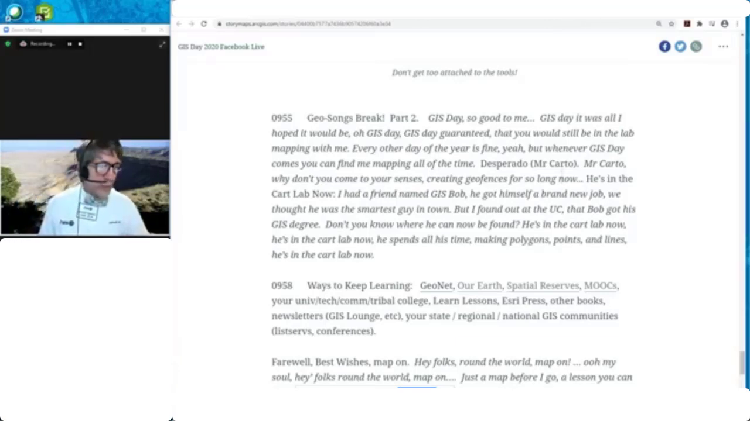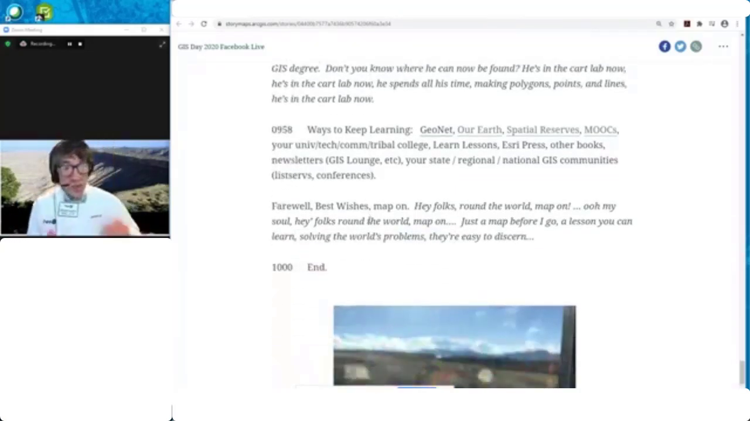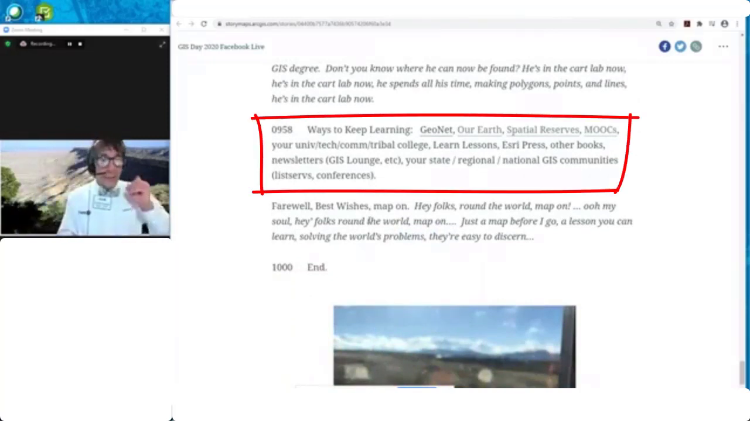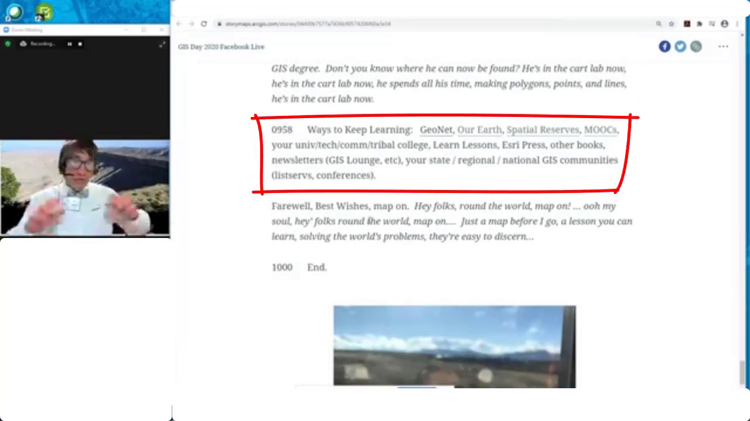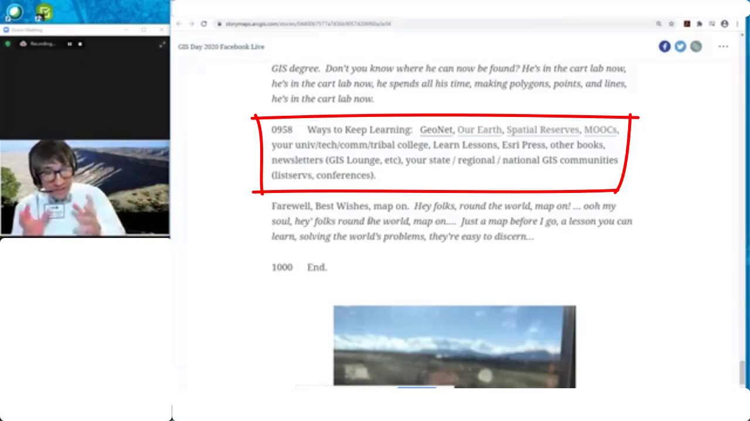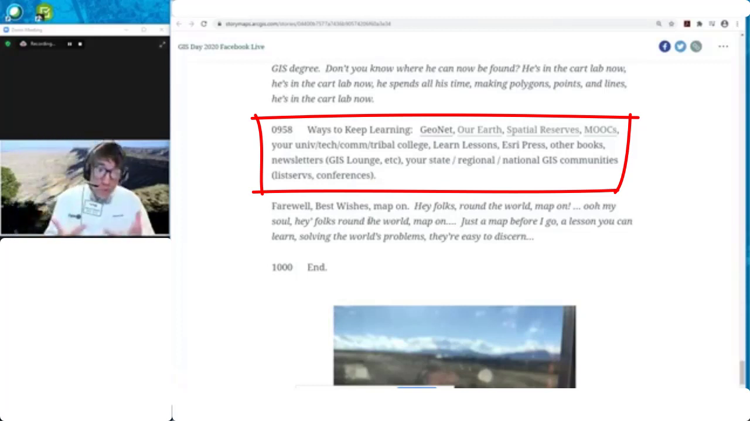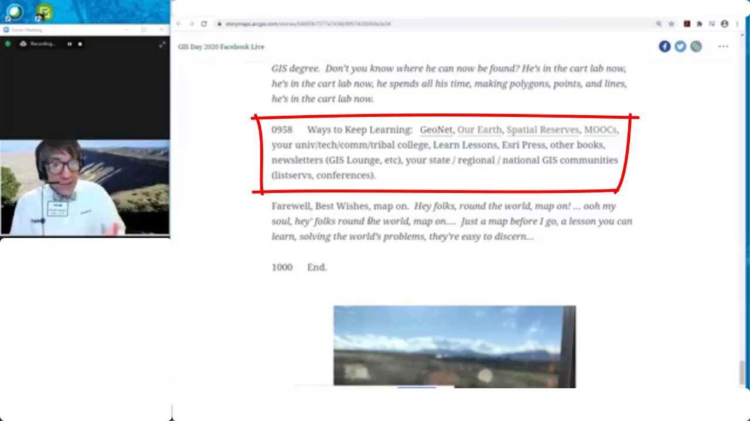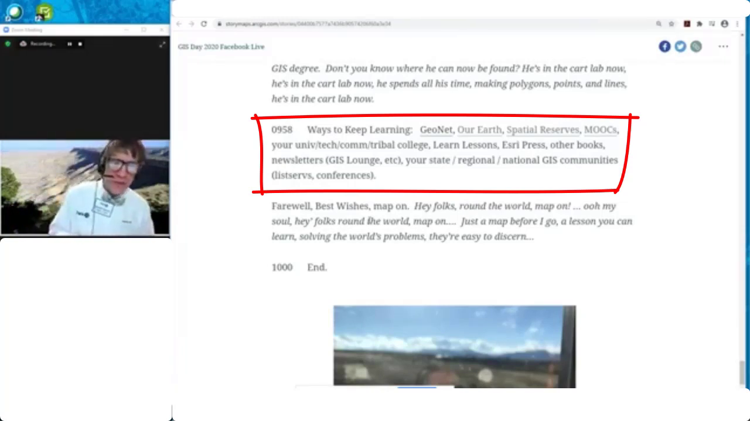All right, ways to keep learning. Got 1 minute to go. GeoNet, as I mentioned before, my Our Earth YouTube channel, but also Esri YouTube channel. There's all kinds of good resources out there as well. Spatial Reserves, that data blog and book that I talked about. MOOCs from your university or from Esri. We've got about 6 or 7 MOOCs on Earth imagery, building web apps, all kinds of good stuff.